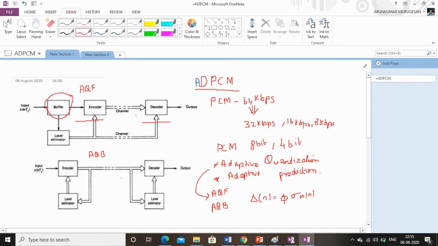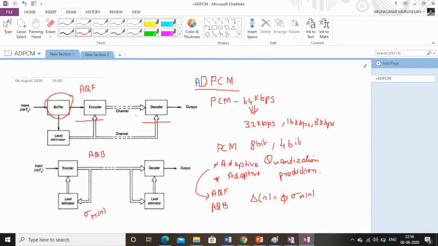So, in backward path estimation, there is no need for buffering, and there is no need to transmit the side information, and it doesn't produce processing delay. So we go for adaptive backward estimation. By using the quantized input, it will estimate sigma m of n. The standard deviation is calculated by using the quantized signal.